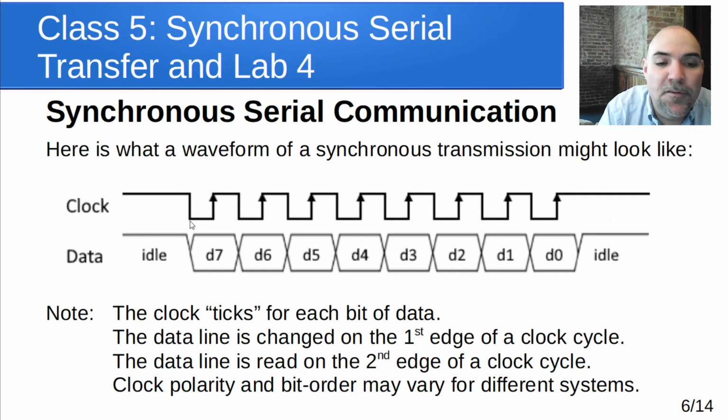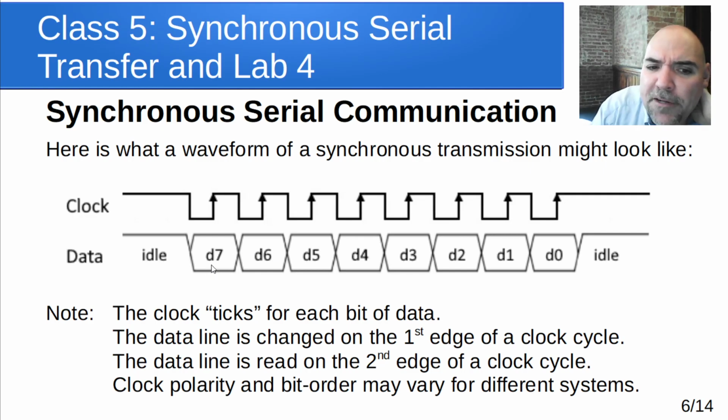Data is what's called set up, or put on the line, on the falling edge, the first clock cycle edge, and then it's sampled, or read, on the rising edge. Now, the clock polarity and bit order might vary for different systems. For example, here the clock idles high, meaning the falling edge is when setup happens and the rising edge is when sample happens. But if the clock idled low, then it would set up on the rising edge and sample on the falling edge. It would just look inverted from the way we have it now.